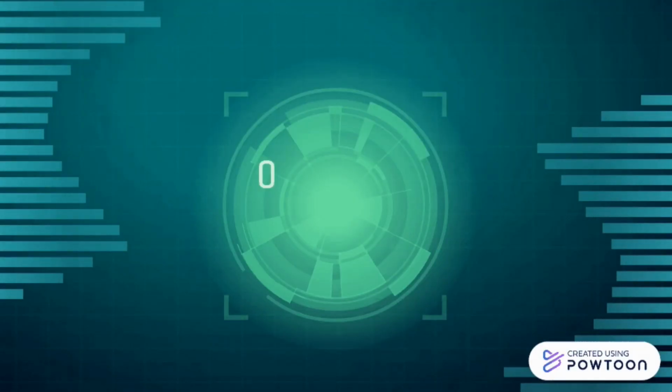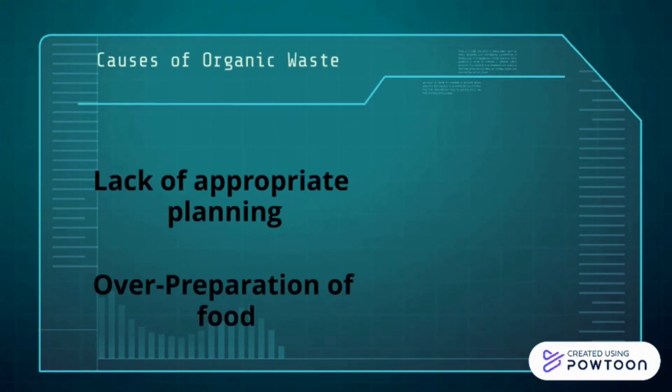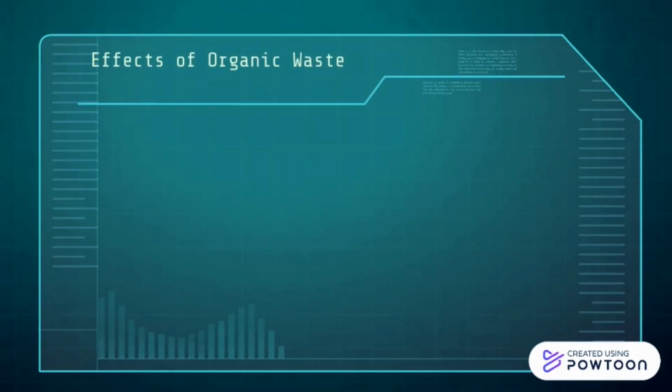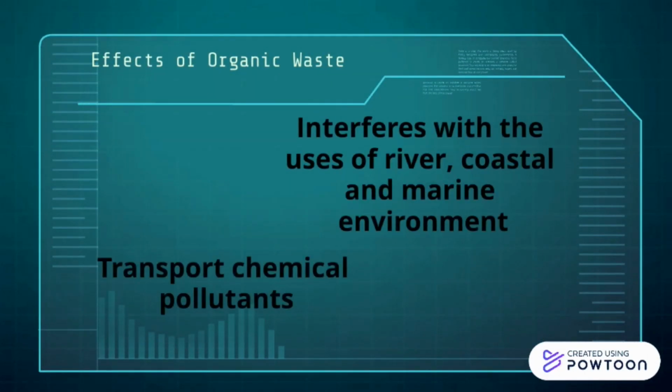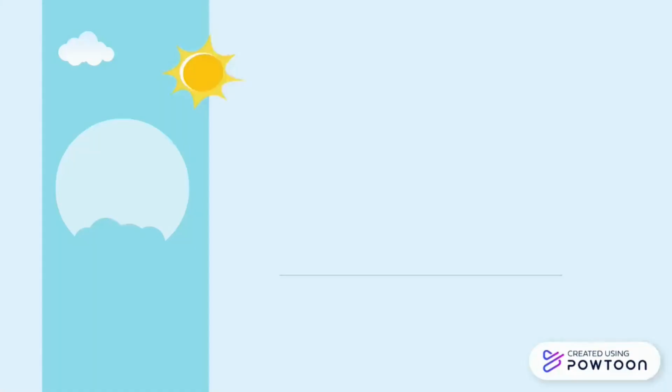One of the infrequent issues that occur is organic waste. Here are the causes of organic waste. It's something to do with lack of appropriate planning. Here is the list of effects of organic waste. One of the biggest problems is that it could harm the physical environment.